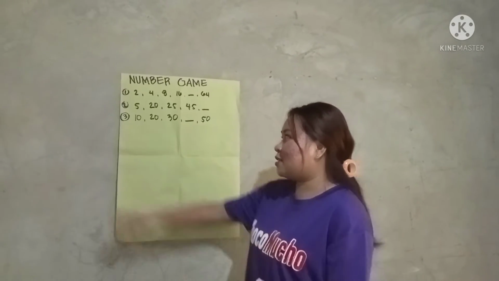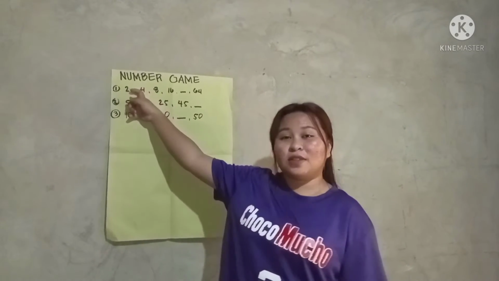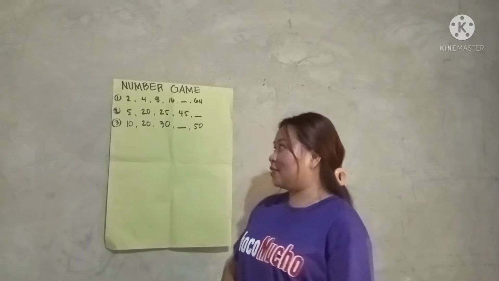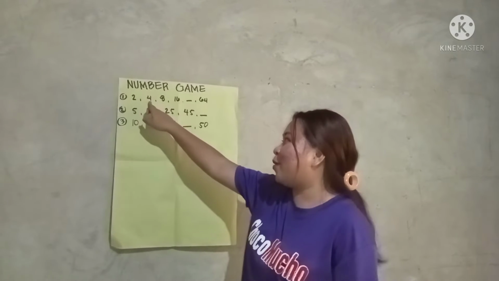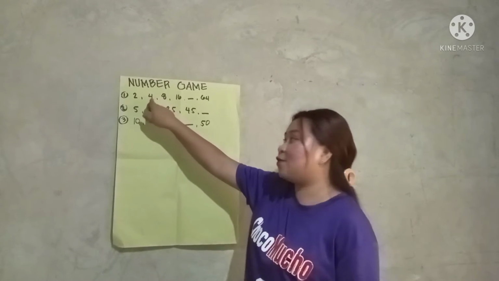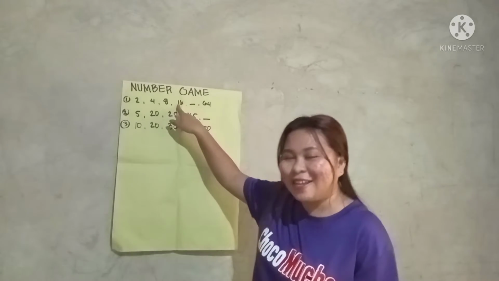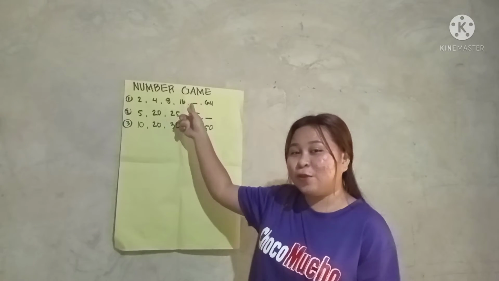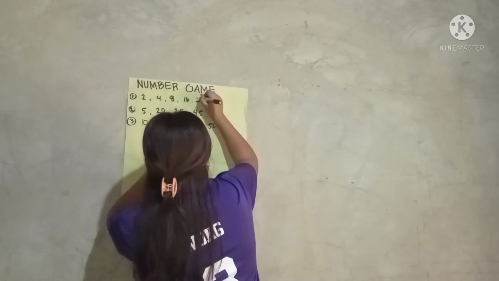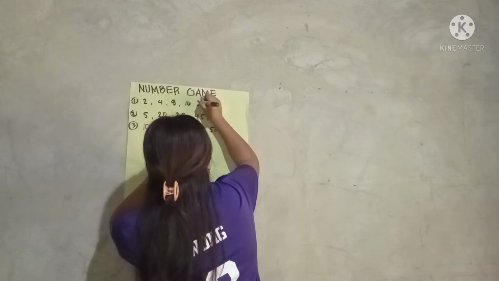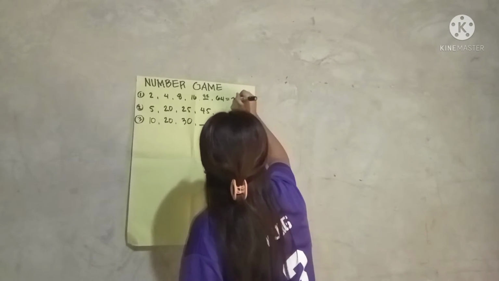So, what we have is, the first number in the sequence is 2. And the number in the next sequence is 4. So, the logic in here is, you will add the first number by itself to get the next number. So, 2 plus 2 equals 4. 4 plus 4 equals 8. 8 plus 8 equals 16. And 16 plus 16 equals 32. So, 32 will be our next number. So, we're gonna put 32 in here. So, our number in here will be 32.